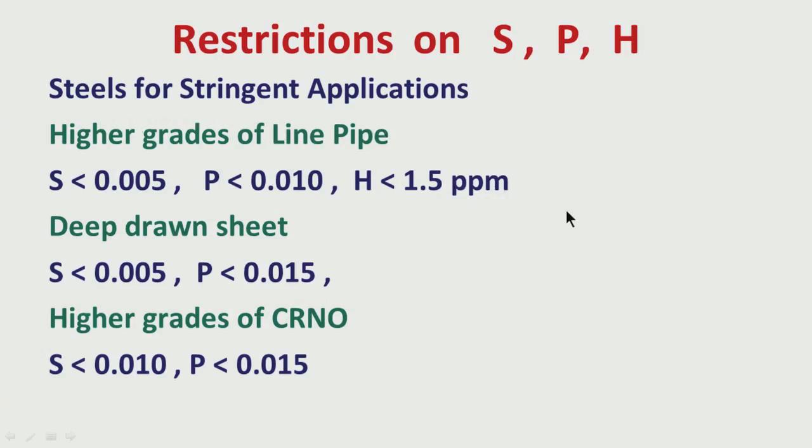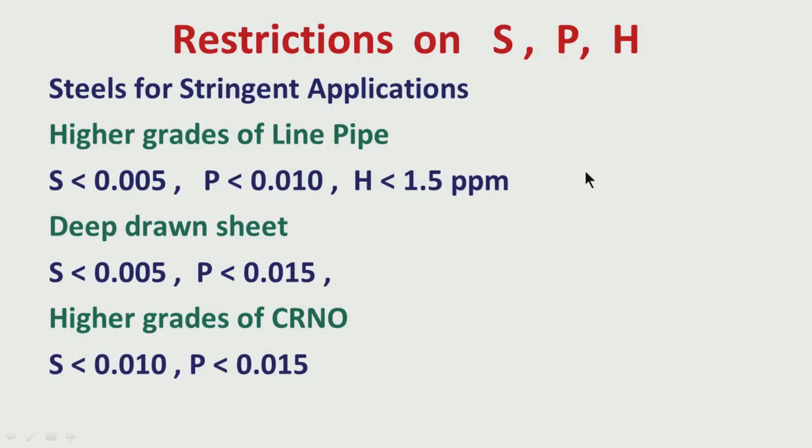Let us get into certain applications, like line pipe steel. I had discussed earlier oxygen, nitrogen and inclusion size. Look at the stringency: sulfur has to be less than 0.005, phosphorus has to be less than 0.10, hydrogen has to be less than 1.5 ppm. So these are the levels of stringency in line pipe steel for sulfur, phosphorus and hydrogen.